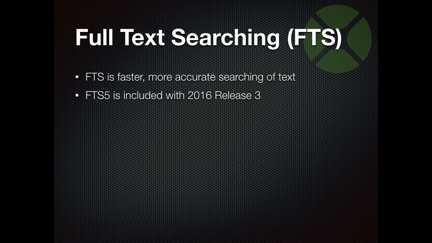Starting with Xojo 2016 Release 3, we upgraded to a version of SQLite that includes version 5 of full text searching, FTS 5. That's probably the best one to use now. It still also includes FTS 4 if you needed it for backwards compatibility, but FTS 5 has some cool new features, including the ability to display a ranking of your search results. So you can order the results based on what is the most likely match.